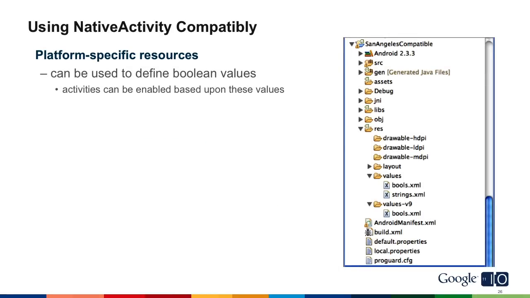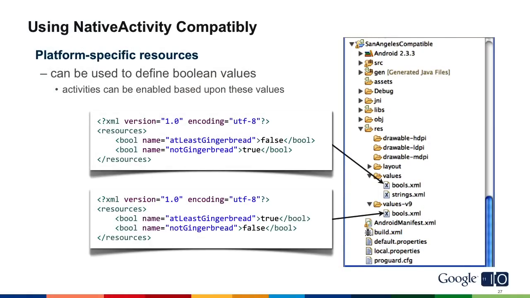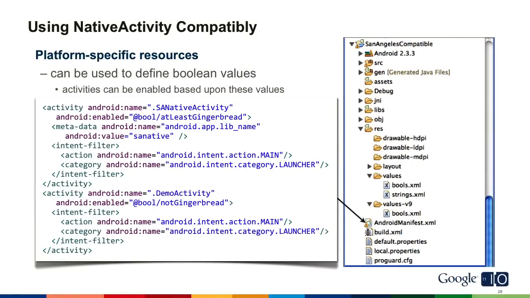So we can do something called platform-specific resources, and we can define Boolean values there. And this is how that works. We create resources in a values-v9 directory. Inside of there, we create 2 values, one called, in this case, at least Gingerbread, and the other one called not Gingerbread. From there, we can just go into the manifest. Now we enable one activity if at least Gingerbread is true, and one activity if not Gingerbread is true. Voila, we have an application that now can run native activity on Gingerbread and will run whatever standard activity on everything else.